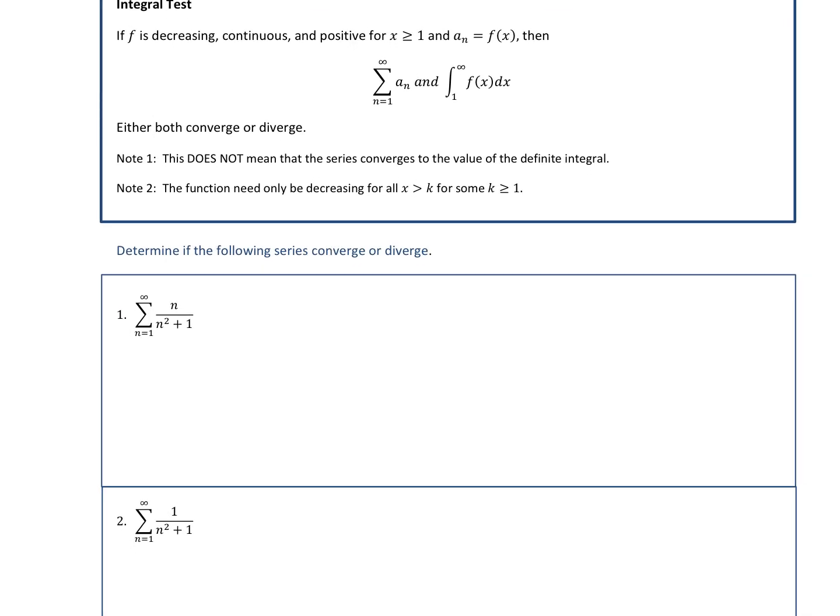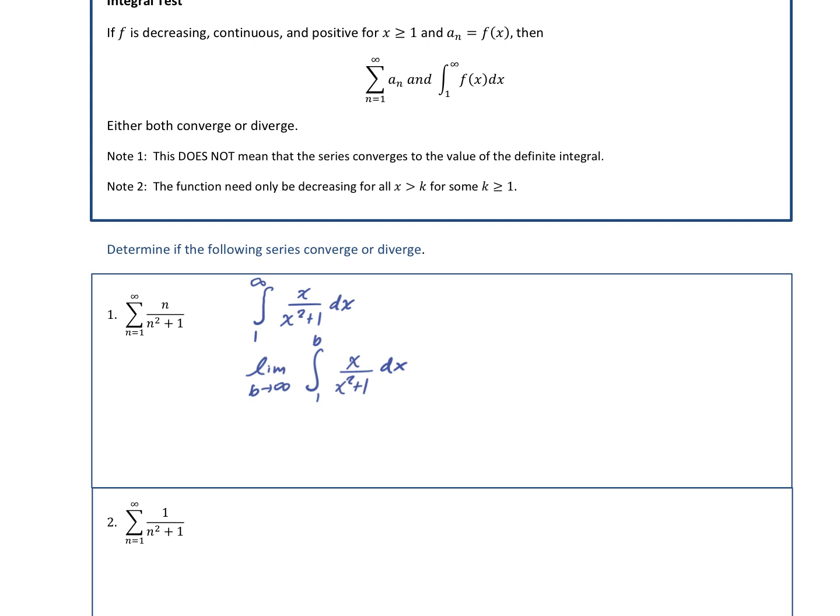So for example, the first one, if we were to integrate this, I'm going to take out the n and replace it with x. So we're going to get x over x squared plus 1 dx, going from 1 to infinity. So we need to apply improper integrals here. We're going to say the limit as b goes to infinity, integrate from 1 to b, x over x squared plus 1 dx.